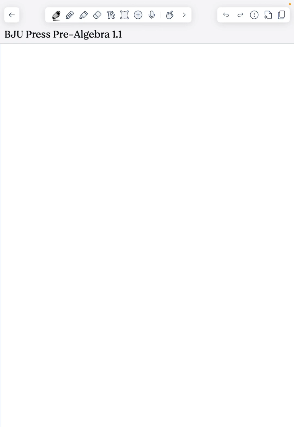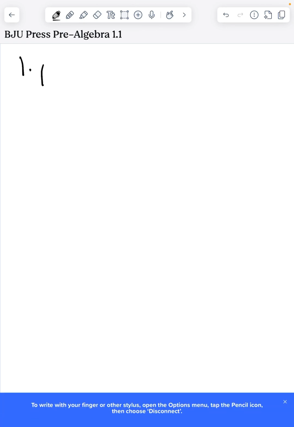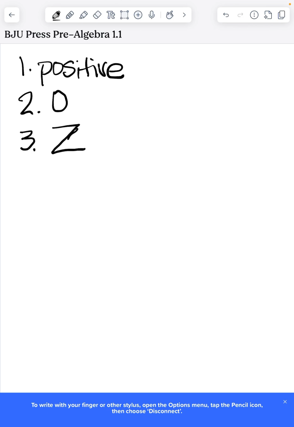And we're going to do number 1. The natural numbers consist of all the blank integers. Our answer here is positive. Number 2, the integer blank is neither positive nor negative. The only one not positive or negative is 0. The set of integers is indicated by the symbol. It's this crazy fancy looking Z that looks like that.